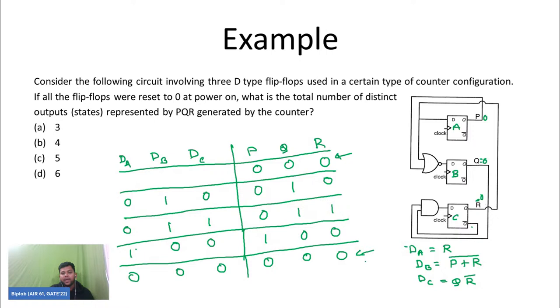Now what is the question asking? What is the total number of distinct outputs represented by PQR generated by the counter? You have 000, 010, 011, and 100. So you have four types of distinct output. So the answer is 4. Okay. Clear? Any doubt in this? Any doubt?